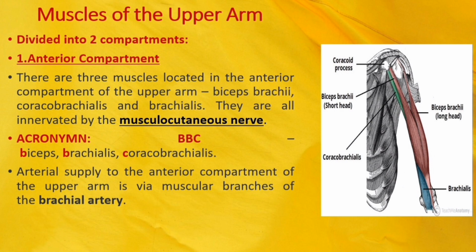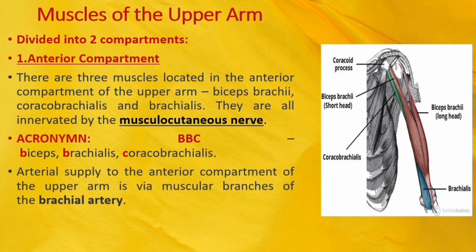The upper arm is located between the shoulder joint and elbow joint. It contains 4 muscles, 3 in the anterior compartment, biceps brachii, brachialis, coracobrachialis, and 1 in the posterior compartment, triceps brachii. In this video, we shall look at the anatomy of the muscles of the upper arm, their attachments, innervation and actions.